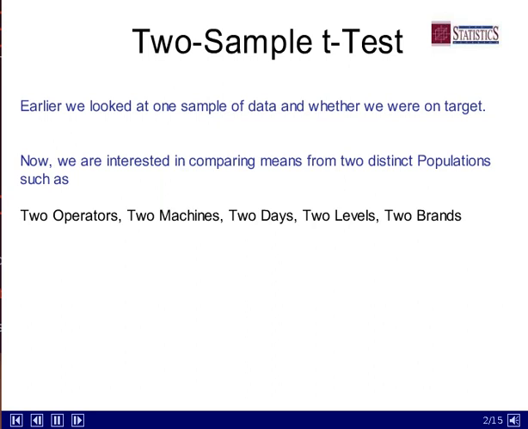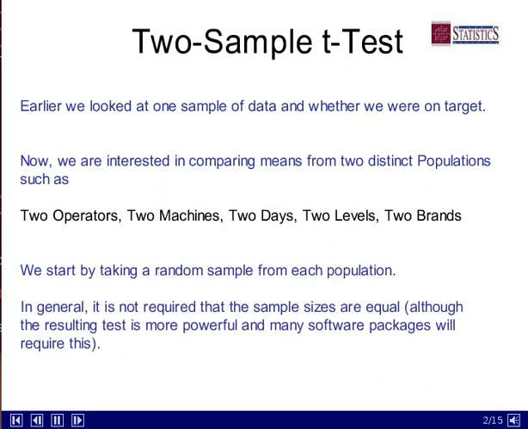Population examples could be two different operators, two different machines, two different days of production, two levels for a particular factor, like a low level versus a high level, two brands, two suppliers of some raw material. We start by taking a random sample from each of these populations. In general, it is not required that the sample size we take from each population is the same.